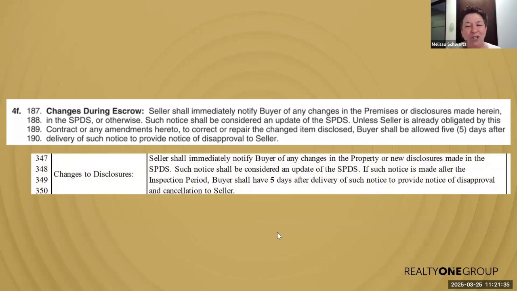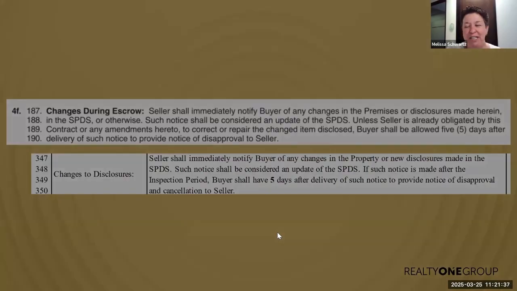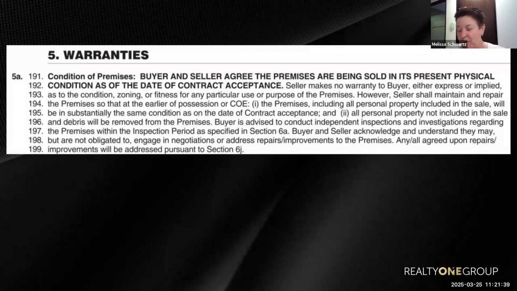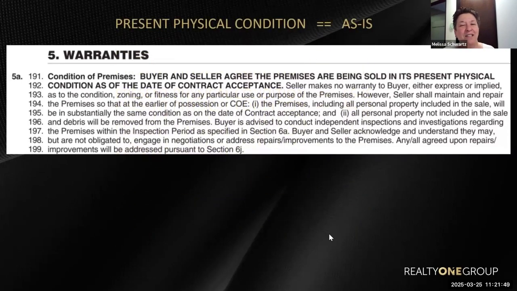Okay, changes. So again, they kind of mimic the changes here. I'm trying to get through here because we're going to end up, okay, warranties. I don't think I'm getting through disclosures. Condition of the property. I love this, right?